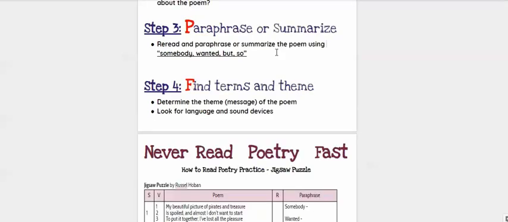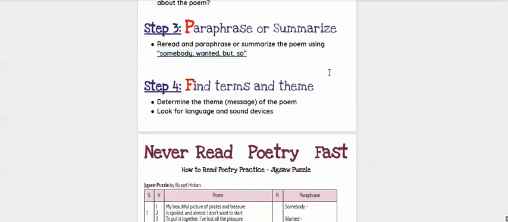Step 3 is the P, paraphrase or summarize. This is going to be your second read of the poem, and as you read it, we want you to think about this phrase: somebody wanted but so. That's going to help you figure out who the speaker is in your poem and what's happening to them in this poem. So you're focusing now on what the poem is about. And you'll write that down.